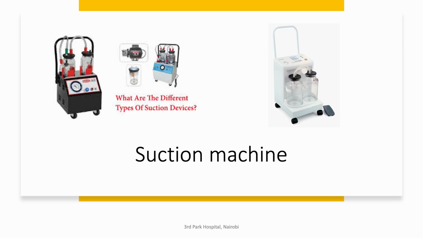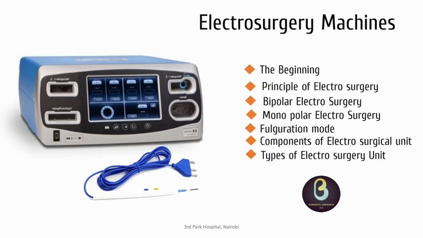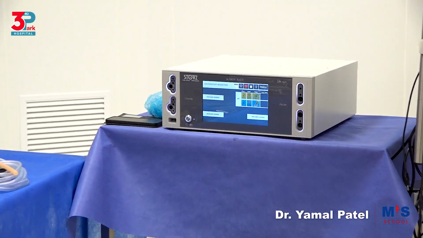The next equipment we have is the suction machine, which is standard for every other thing. And then we have the electrosurgery machine. So this is the electrosurgery unit. We have another electrosurgery unit there.